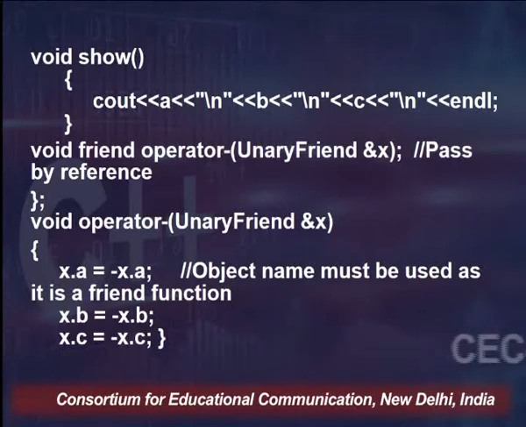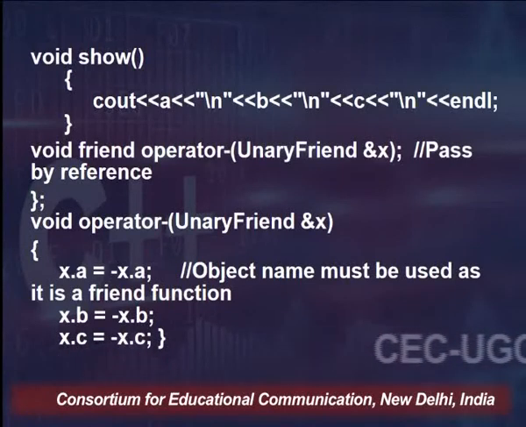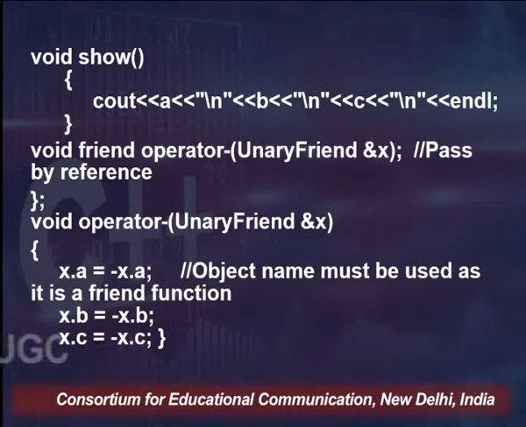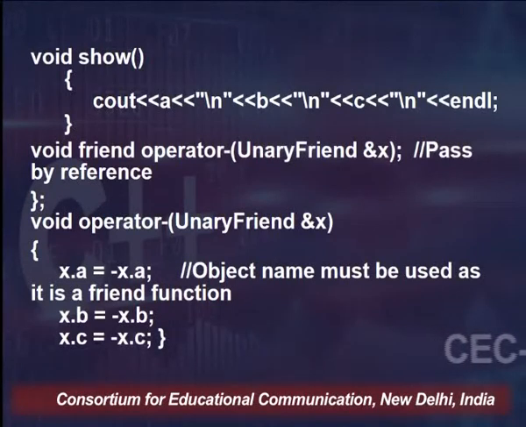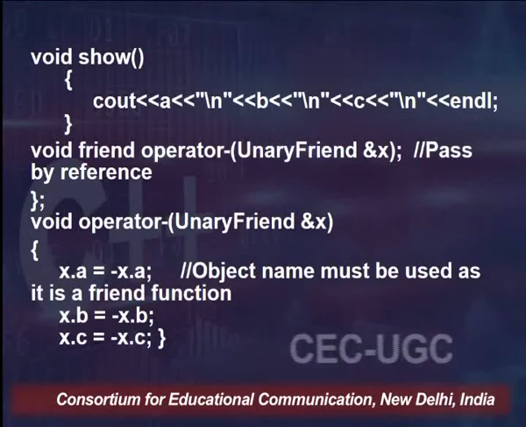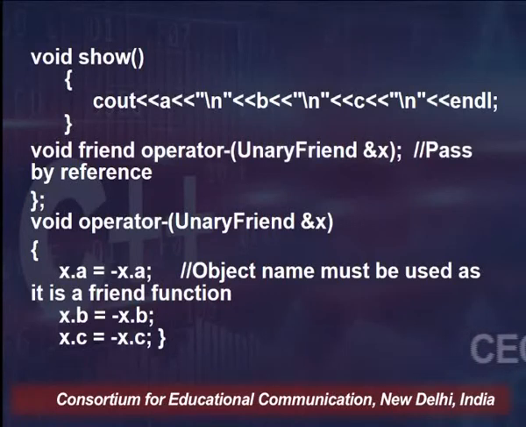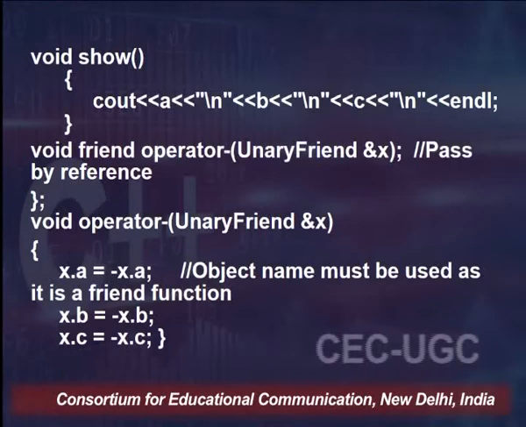Now looking at what this operator function is doing, as this is a unary operator. So void operator minus unary friend, if we look into the code of this, minus of x.a will be assigned to x.a. That means the object name must be used, as it is a friend function. Then minus of x.b will be assigned to x.b, and minus of x.c will be assigned to x.c.